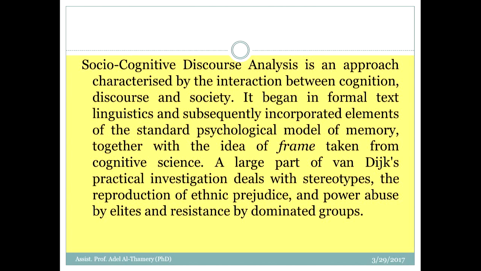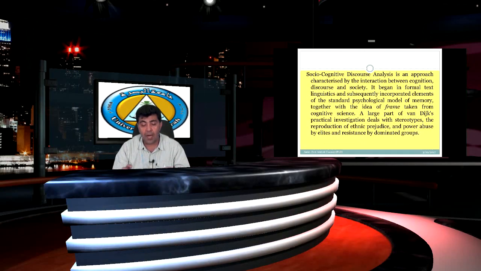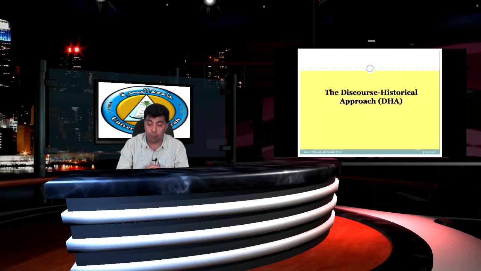Of course, we start with the formal text analysis. That is to say, we follow certain schools of linguistics, especially systemic functional linguistics, and then we incorporate elements of the standard psychological models of memory that we call frames. The word frame is taken from cognitive sciences. And a large part of Van Dijk's practical investigation deals with stereotypes, that is to say, the reproduction of ethnic prejudice, power abuse by elites, and resistance by dominated groups.